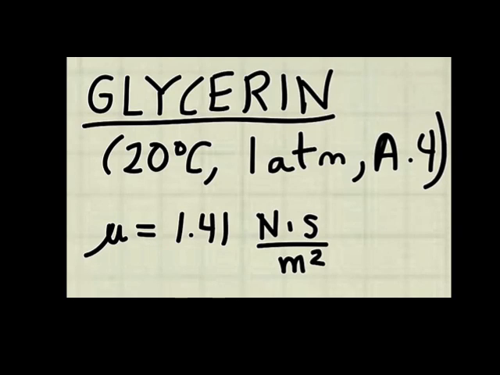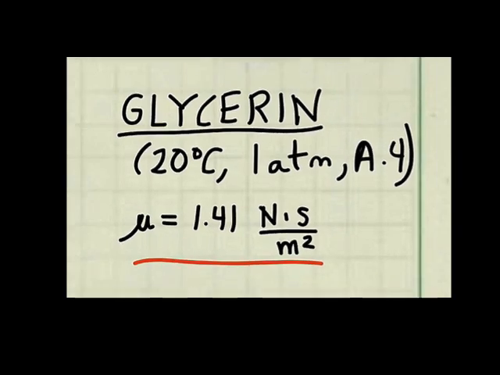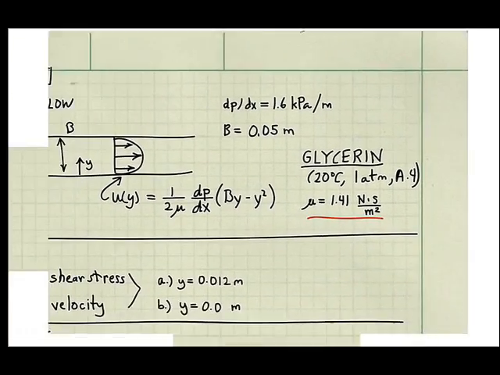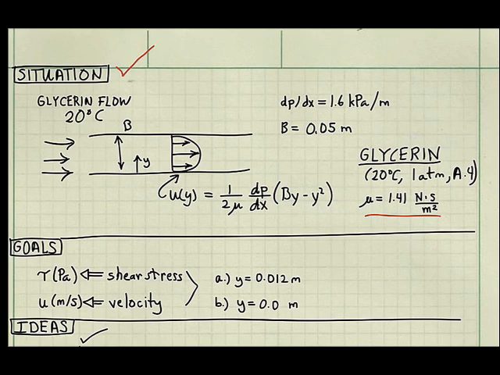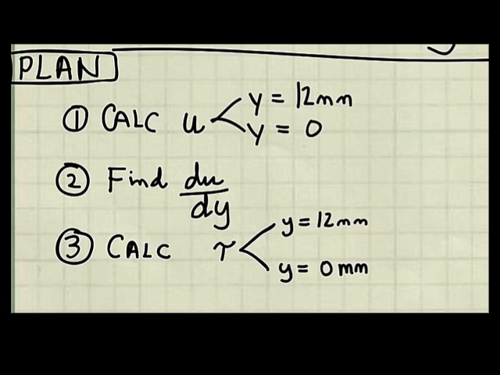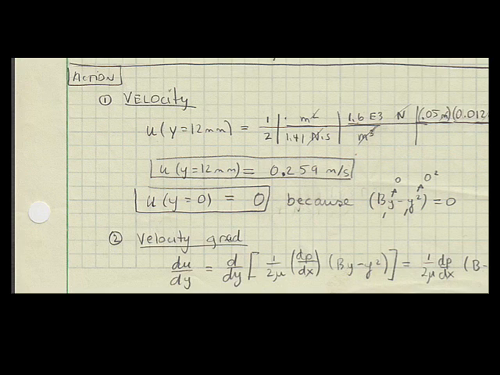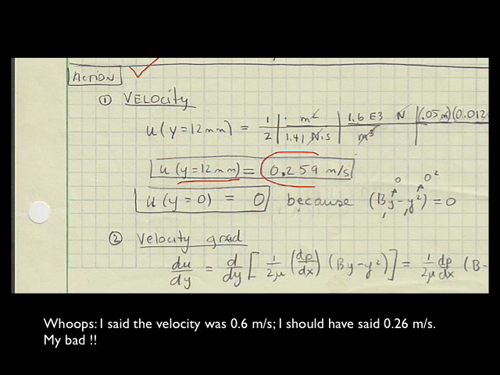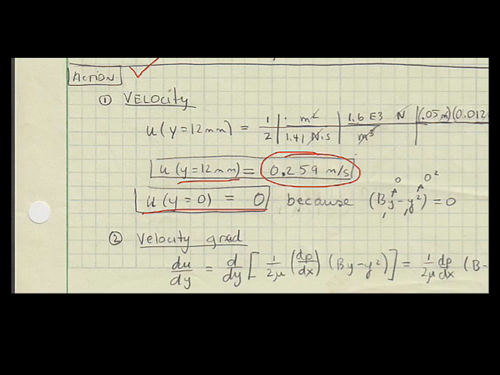Next, I looked up the viscosity of glycerin and added this data to my documentation. Then I laid out my plan: calculate velocity, calculate the velocity gradient, and then calculate the shear stress. Next, I did my calcs. The velocity at y equals 12 millimeters is 0.6 meters per second. The velocity at the wall is zero, which I expect because of the no slip condition.